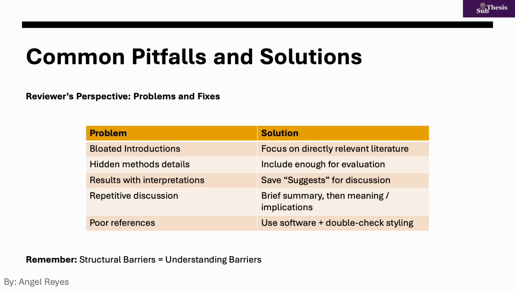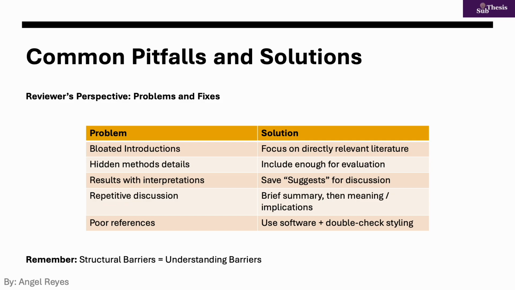Let me share the most common structural problems I see as a reviewer and how to fix them. Bloated introductions that review everything ever written. Solution: focus on directly relevant literature that builds to your specific question. Method sections that hide crucial details and previously described. Solution: include enough detail for independent evaluation, even if referring to prior work. Results that mix findings with interpretation. Solution: save all suggests, indicates, demonstrates for discussion.